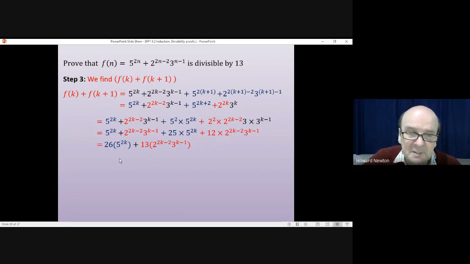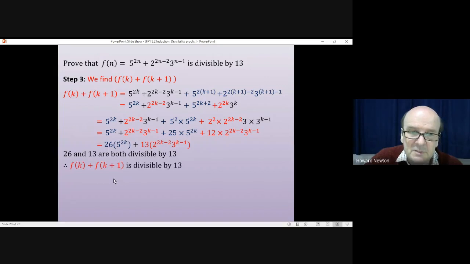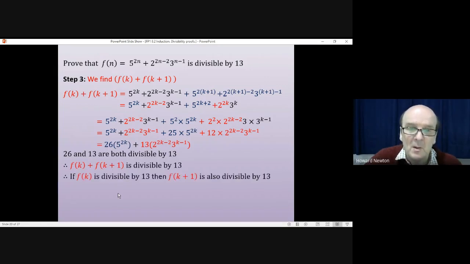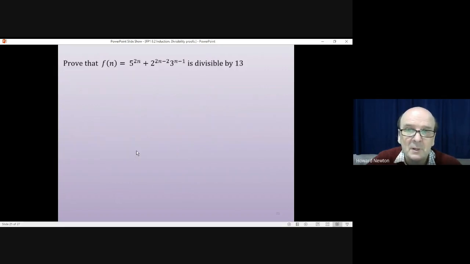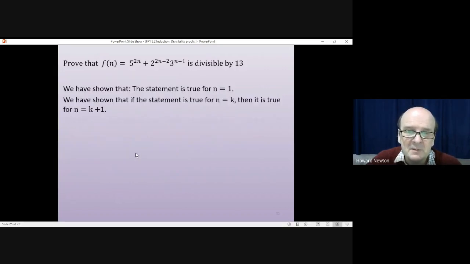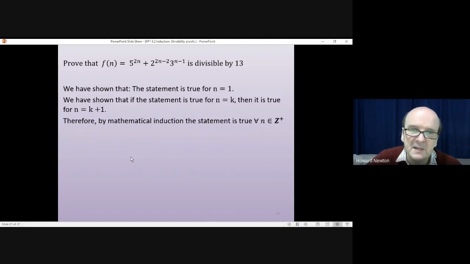Now, immediately you can see both 26 and 13 are divisible by 13. So f of k plus 1 is divisible by 13, which means if f of k is divisible by 13, we can say straight away f of k plus 1 also must be divisible by 13. Now, there is a lot less working there. So whilst I've called this the alternative method, I think it is the quicker method and the better method for most questions. You'd finish things off just by saying the normal 3 statements. Never forget to do that.